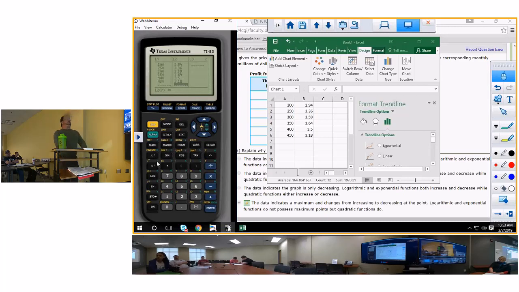And now I'm going to go to stat and calculate, and then I'm going to go down to quadratic and hit enter and hit second L1, comma, L2, because they did have quadratic in there, and put that, okay, write that down.